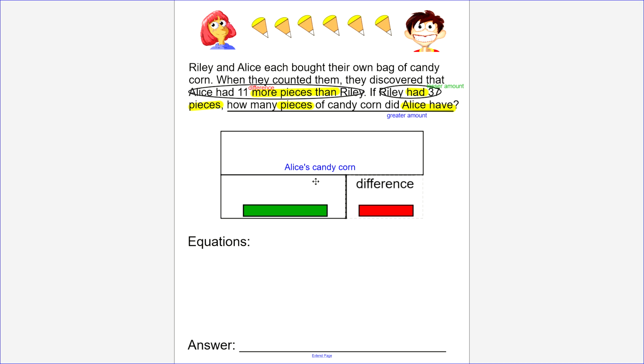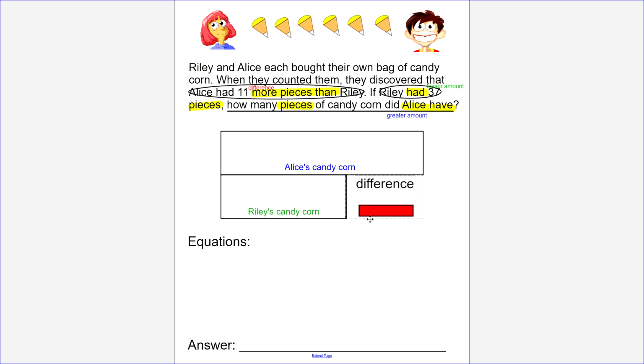Since Alice's candy corn is the greater amount, what is the lesser amount? The lesser amount is Riley's candy corn. Riley has less than Alice. Alice has more than Riley. So Alice is the greater amount and Riley is the lesser amount.